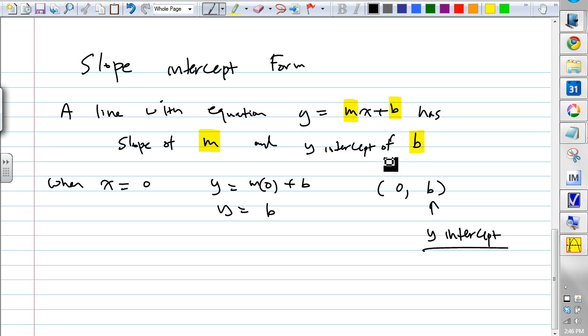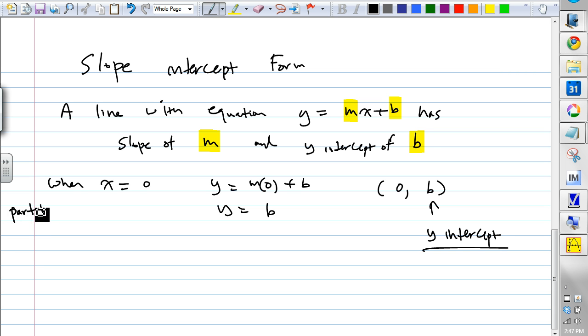That's really easily seen. All you have to do is plug in x equals 0, and that's always going to be 0 comma b for this form. If you want to look at the y-intercept, that's always going to be b, because plug in x equals 0, you get y equals b. So then how do we know that the m is the slope? That's our part 2. This is part 1.